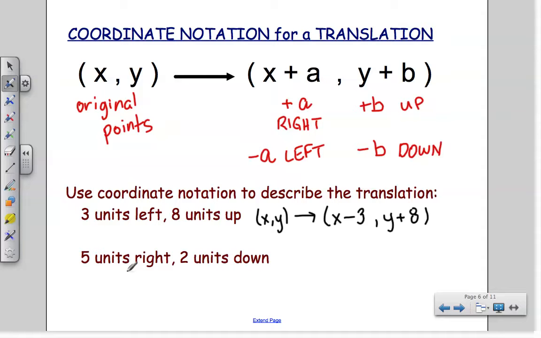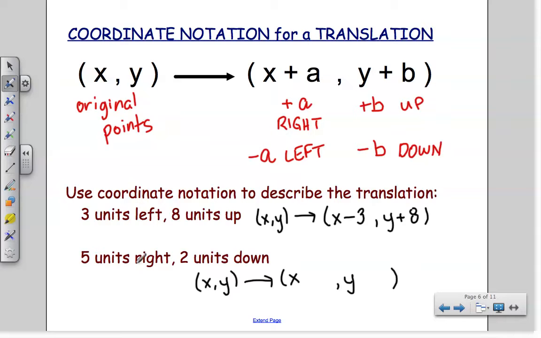Alright, let's try one more here. If I want to do a translation and I want to move 5 units right, 2 units down, that would mean that every original x comma y is undergoing a translation where x is moving how and y is moving how.